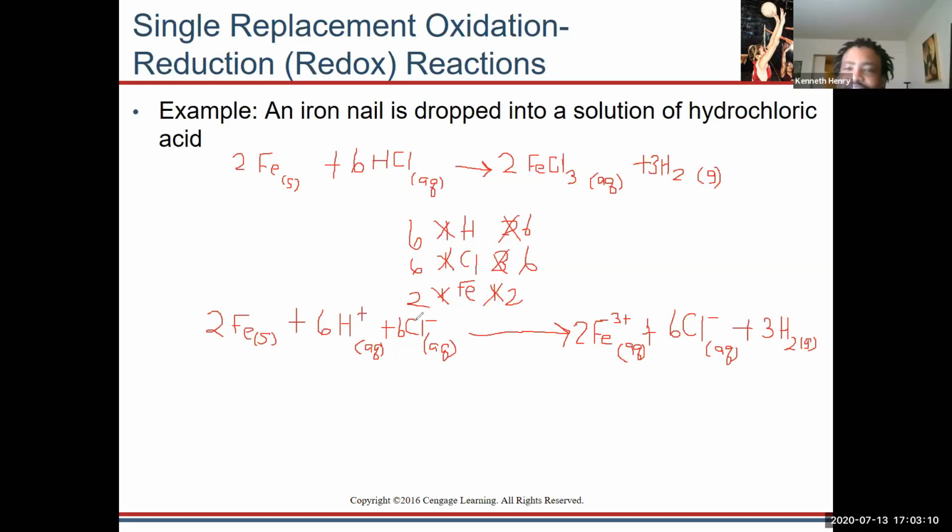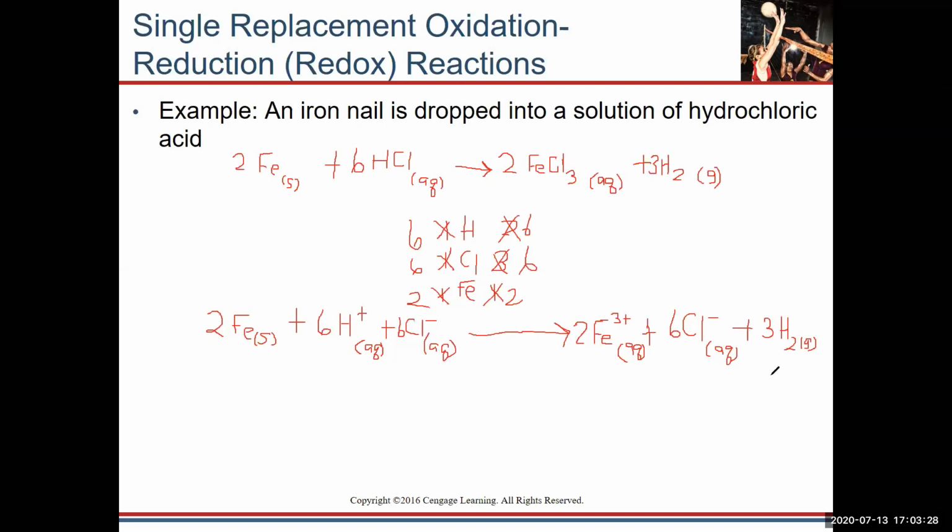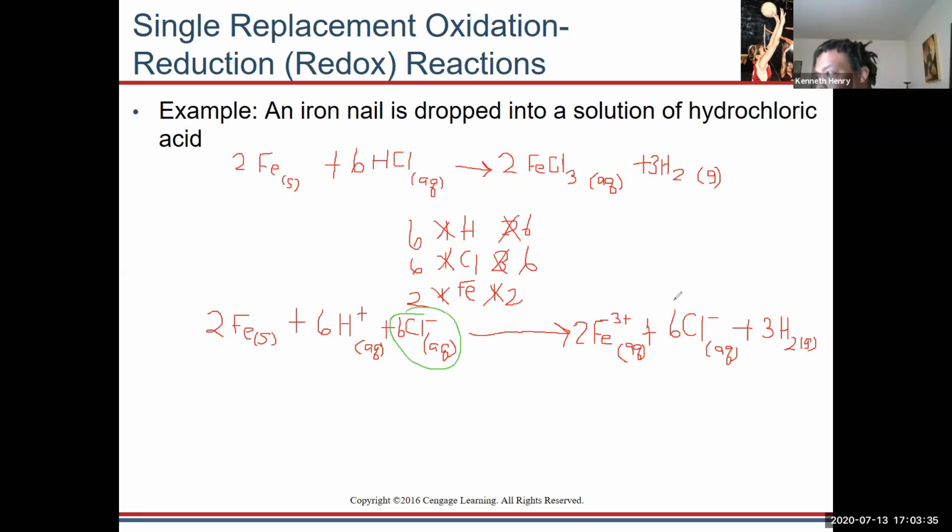Okay, so this will be our total ionic equation. Who are our spectators? Your spectators are the ones that stay exactly the same, right? That would be your 3H2. Wait, would it be your 6Cl minus? It's on both sides, right? Yes. 3H2 isn't the same on both sides, because here it's 6H plus. You're right.